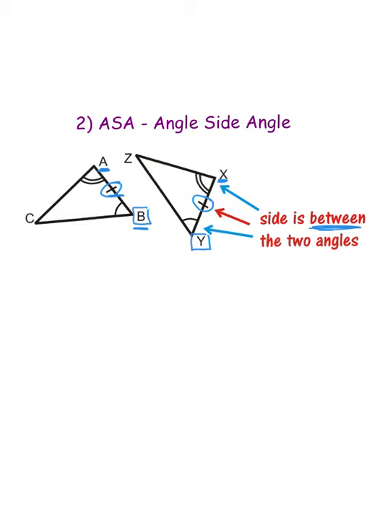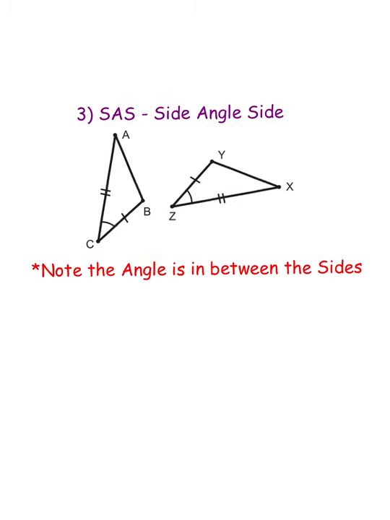Angle, side, angle. The next one is called side, angle, side. Again, we're going to note that the angle is in between the sides. So if we start here, we have a side, an angle, and then a side. And if I look at the second picture, again, going in a row, I have this side, this angle, and then this side.